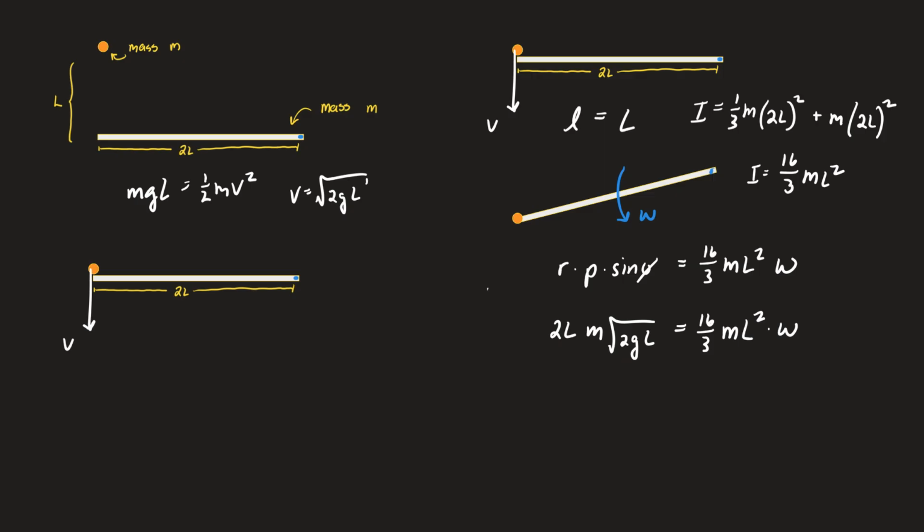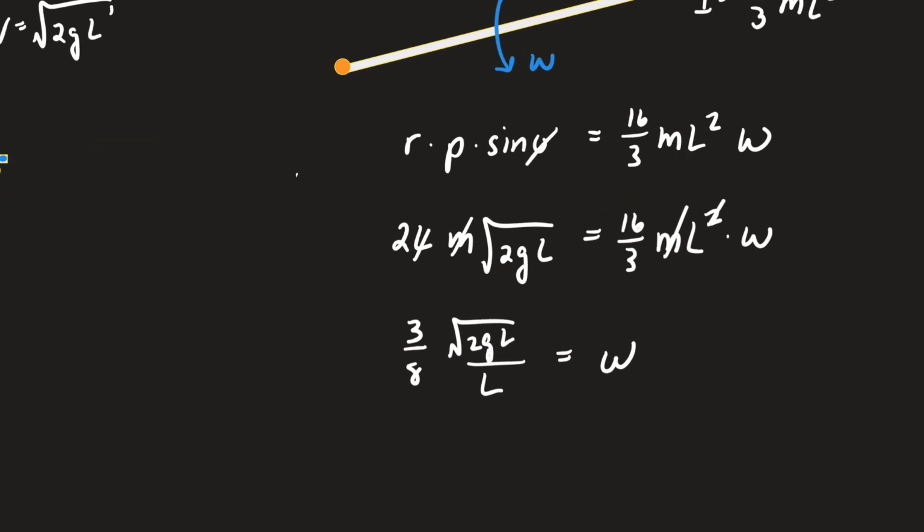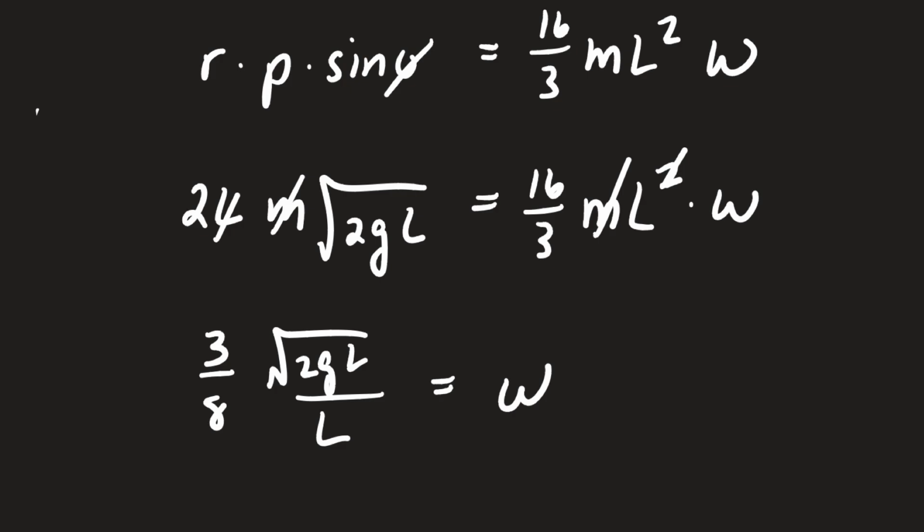So I'm going to multiply the 3/16 on both sides. I'm going to cancel that. I'm going to cancel one of the L's, and I'm going to get, I believe, 3/8 square root of 2gL over L equals omega. I'm going to stop here. I mean, is my arithmetic, is my algebra okay?